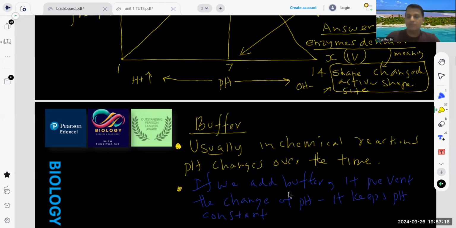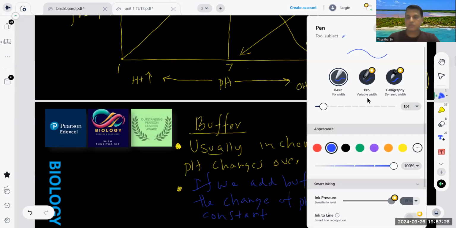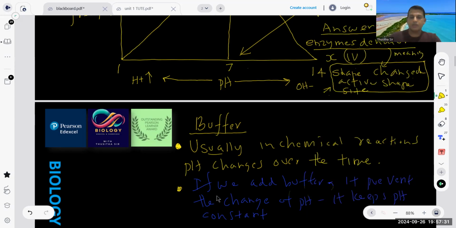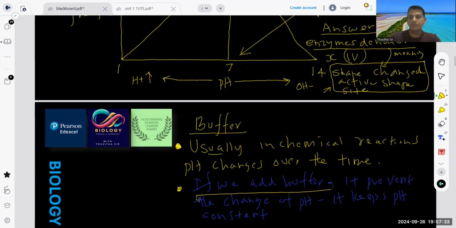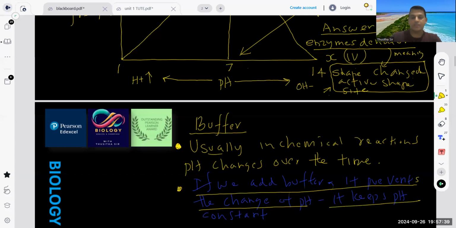So if we add buffer, it prevents the change of pH. It keeps pH constant.